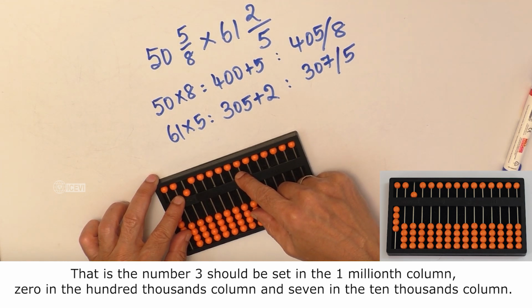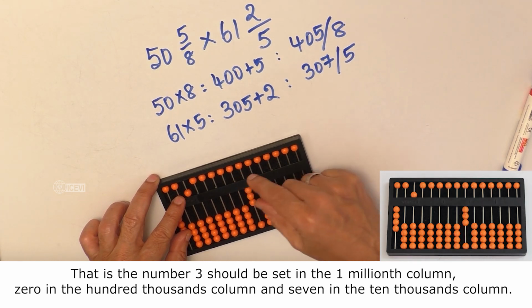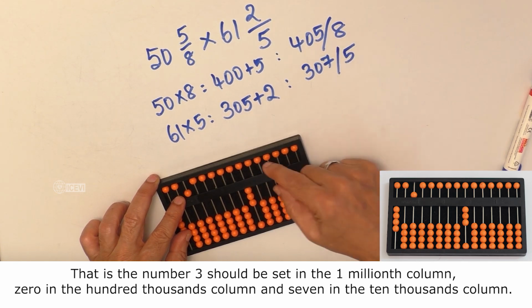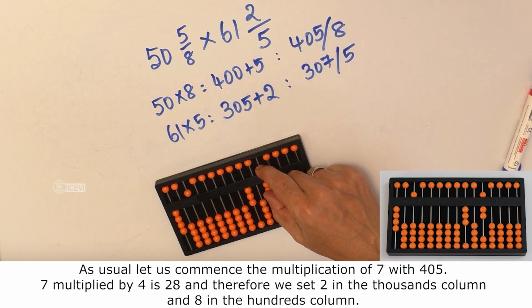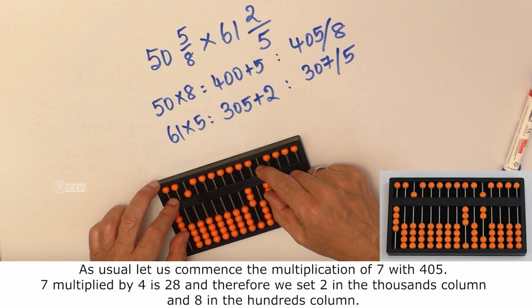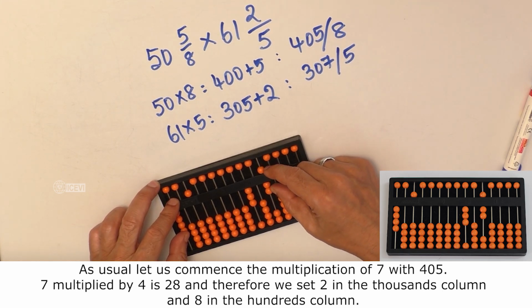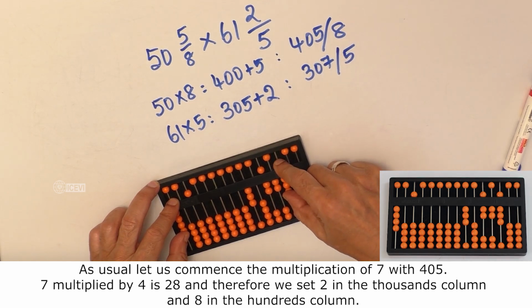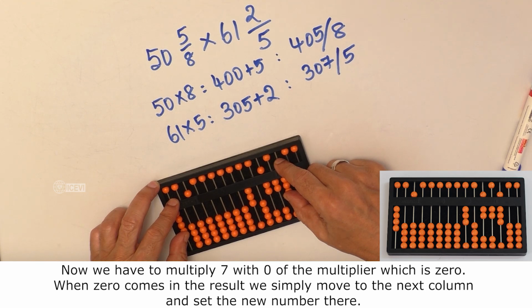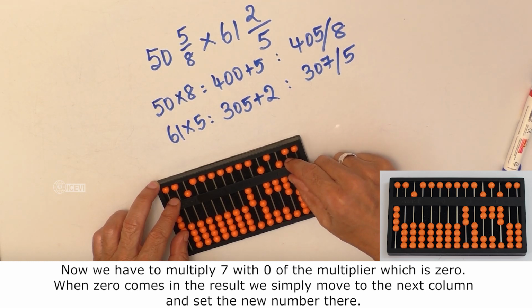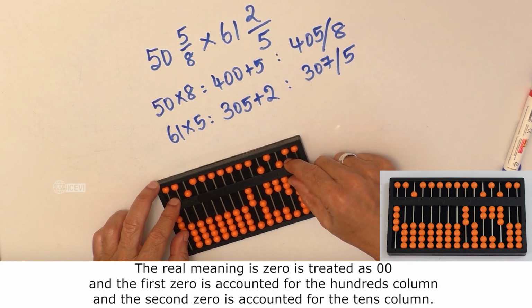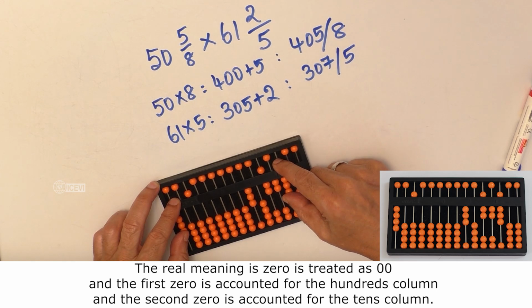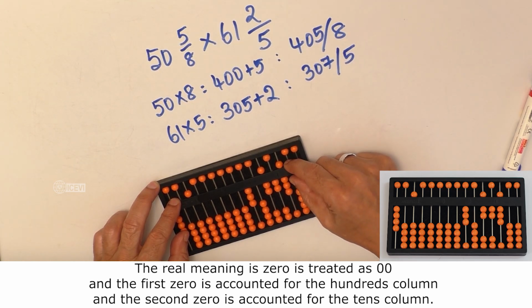That is, the number 3 should be set in the 1,000,000th column, 0 in the 100,000th column, and 7 in the 10,000th column. As usual, let us commence the multiplication of 7 with 405. 7 multiplied by 4 is 28, and therefore we set 2 in the thousands column and 8 in the hundreds column. Now we have to multiply 7 with the 0 of the multiplier, which is 0. When 0 comes in the result, we simply move to the next column and set the new number there. The real meaning is 0 is treated as 0, 0, and the first 0 is accounted for the hundreds column, and second 0 is accounted for the tens column.